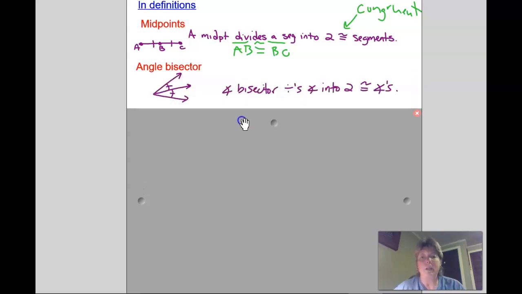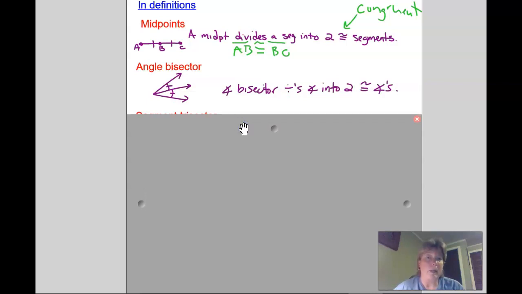Similarly, an angle bisector is the equivalent of a midpoint, except for an angle. An angle bisector will take a larger angle and divide it into two congruent angles. So an angle bisector divides an angle into two congruent angles. We mark angles congruent by this little symbol right here.